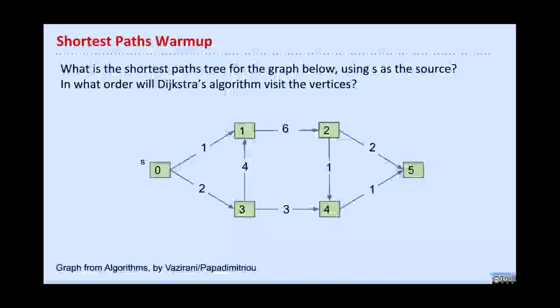So I'd like you just to let your brain do something that's not listen to me again. Try and figure out what is the shortest paths tree for this graph, and extra bonus question, in what order does Dijkstra's algorithm visit the vertices? Just try and figure out what the shortest paths tree is, just using S as the source.